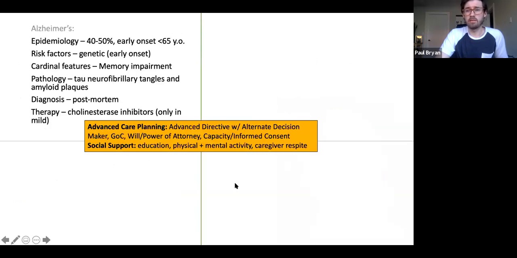Okay, so basically, don't forget that with dementia, the treatments that you probably need to study and know are all the soft stuff, like advanced care planning and the social support stuff. Honestly, you're just going to have to put these as answers and understand the nuances around them a little bit. Like what does an advanced directive versus a will or enduring power of attorney do? What are the components of capacity? What are the components of informed consent? Things like that.